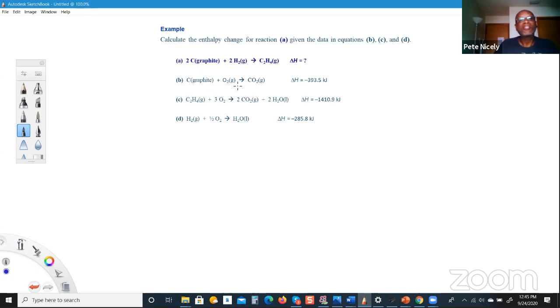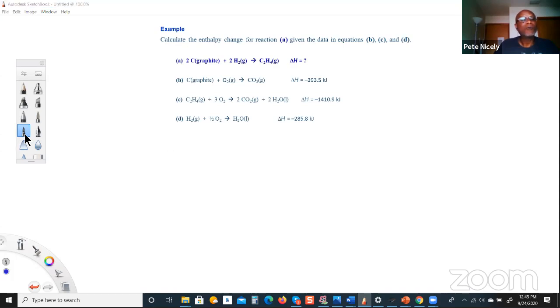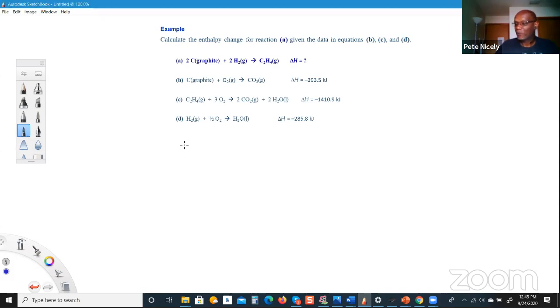So what I would do to this equation here is that I would multiply right through by 2. Why? Because you have a 2 as a coefficient here for the carbon. So what I'm going to do is write down what happens when you multiply that equation by 2. You're going to get 2 carbon solid plus 2 O2 gas to give 2 CO2 gas.